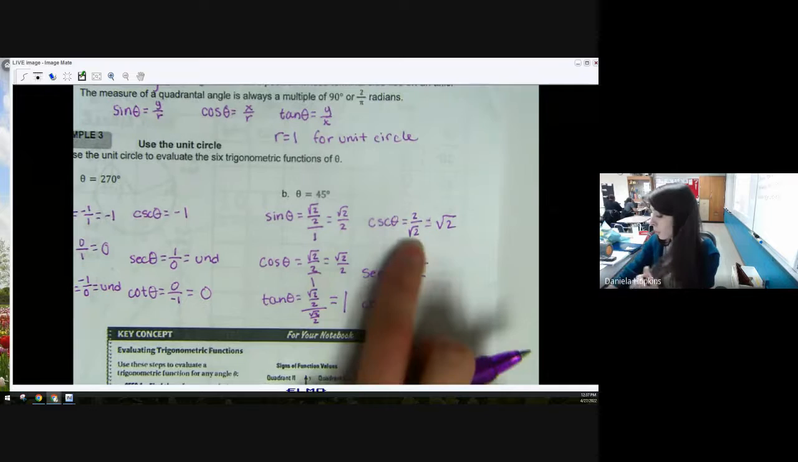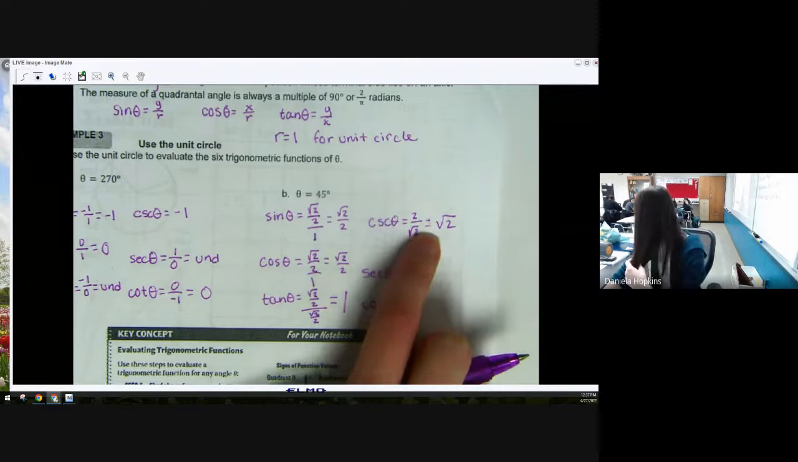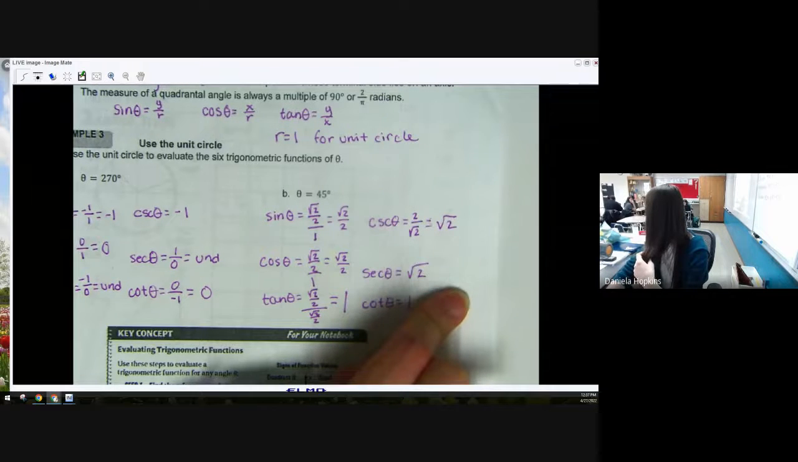So for secant, well, you get 2 over square root of 2, but then you multiply the square root of 2 over square root of 2. So you end up with 2 square root of 2 over 2. It reduces to square root of 2.